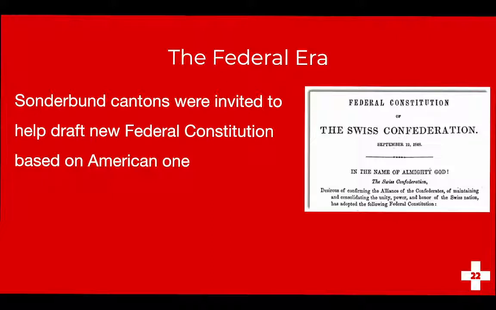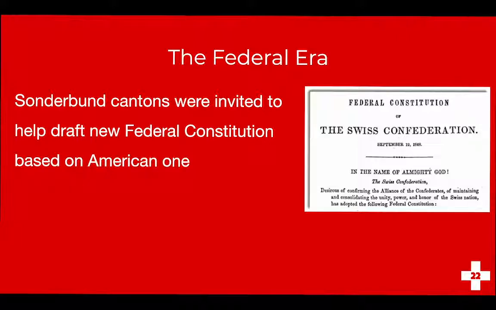And interestingly, it's very, very heavily based off of the American one. You can read the title. It's kind of funny, it's the Federal Constitution of the Swiss Confederation. So they just continued to call themselves the Swiss Confederation, but now it is very clearly a federation, not a confederation.